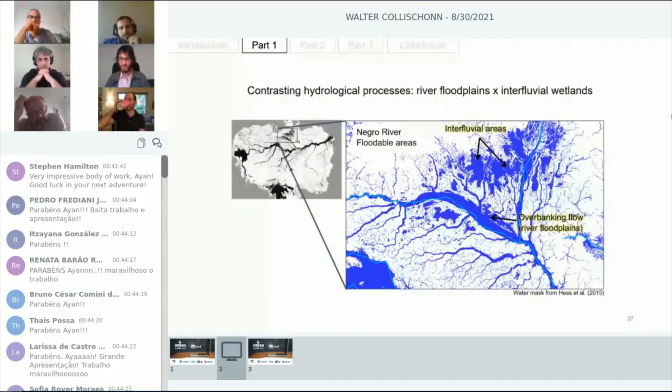So from a hydrological point of view, we could think of 2 main types of wetlands, which can be an interesting approach, which is differentiating between river floodplains that are located along rivers and are mainly fed by overbanking flow and waters from the main river. And the other type is interfluvial areas, which are less connected to the main rivers. And in the case of the Negro River Basin, are associated with neotectonic processes that created regional depressions in the terrain, and this ultimately led to a very different vegetation and soil type in these areas in contrast to the adjacent forests.